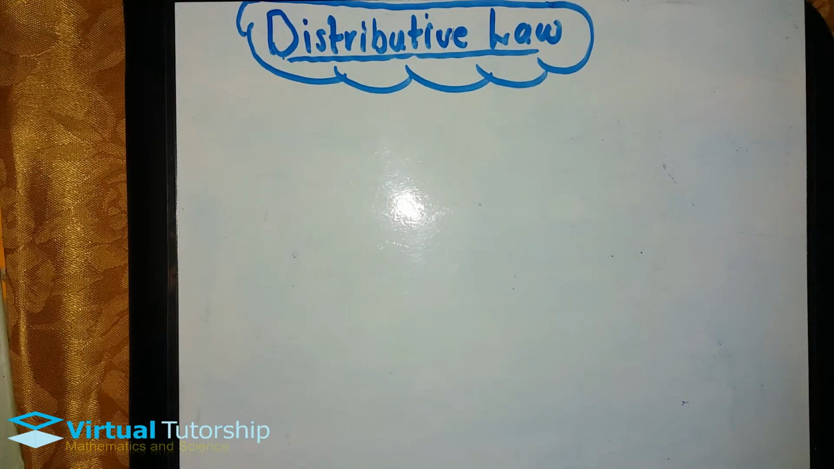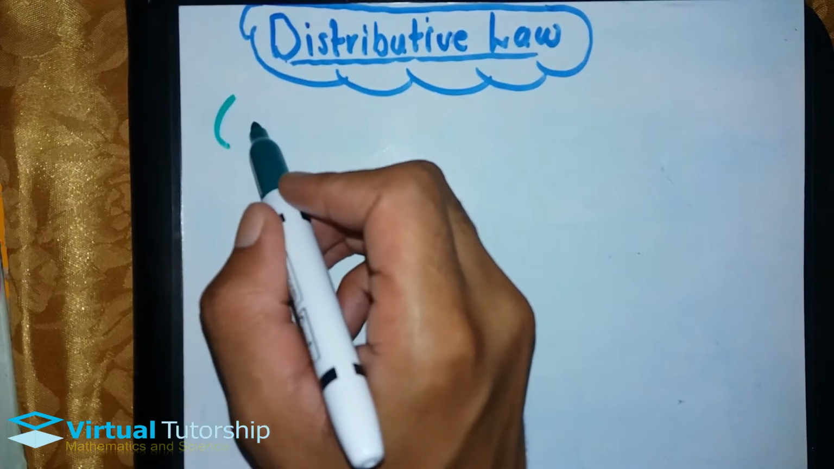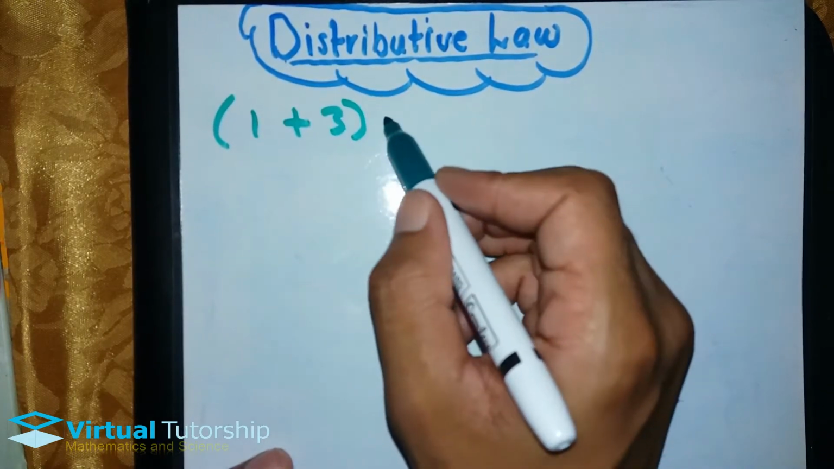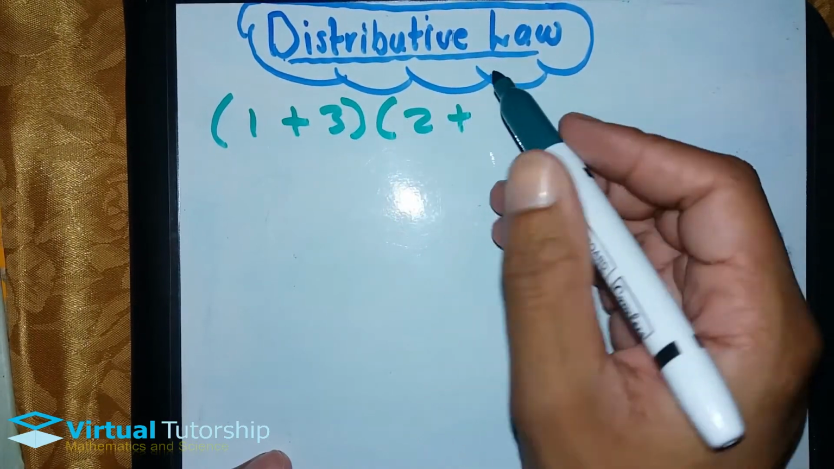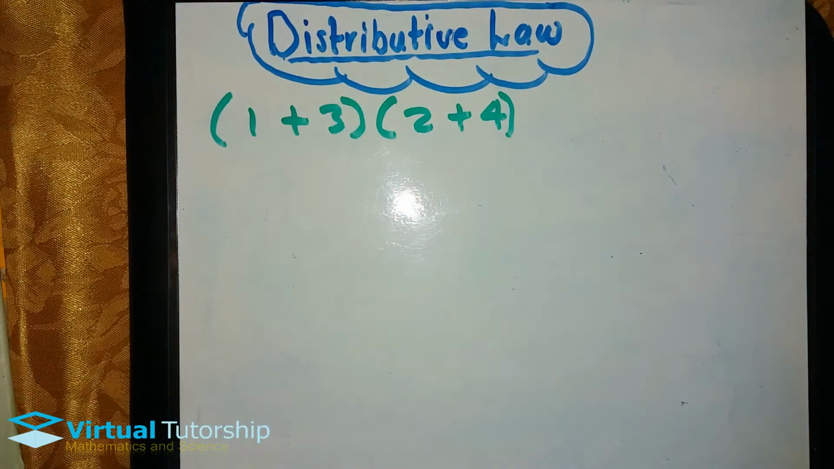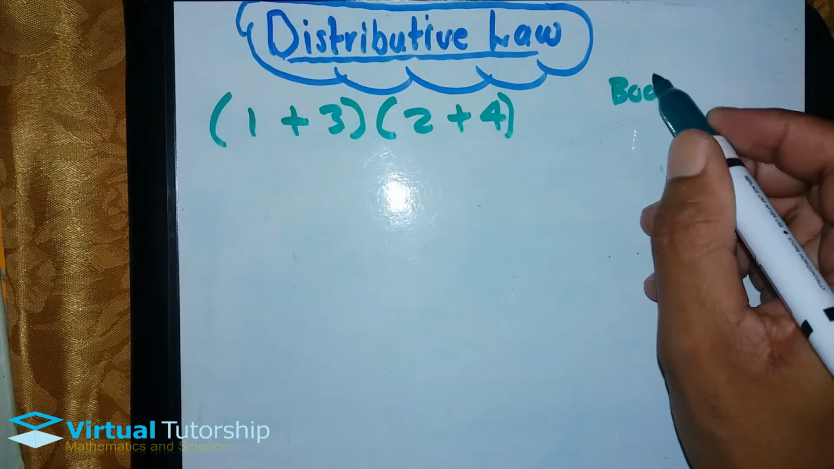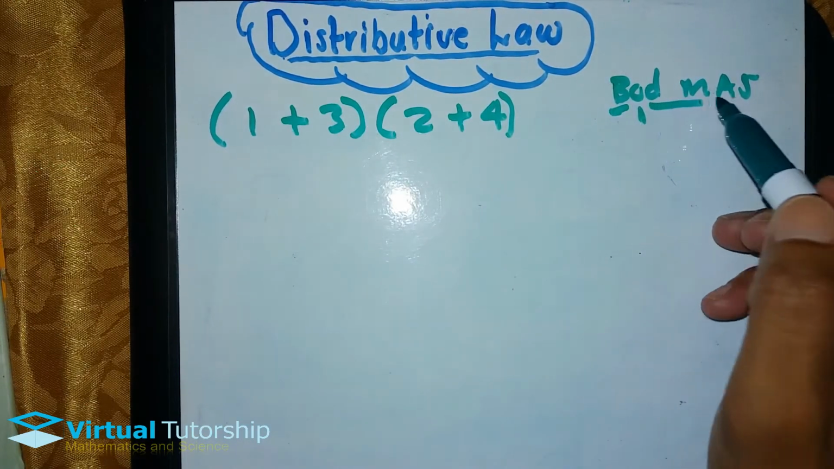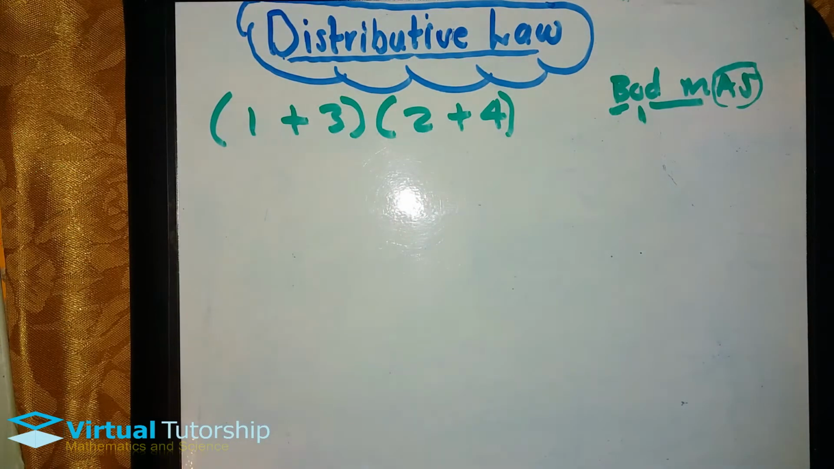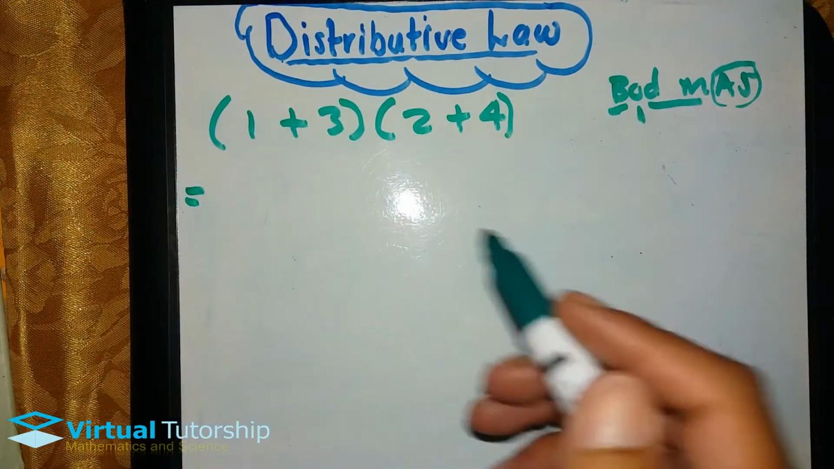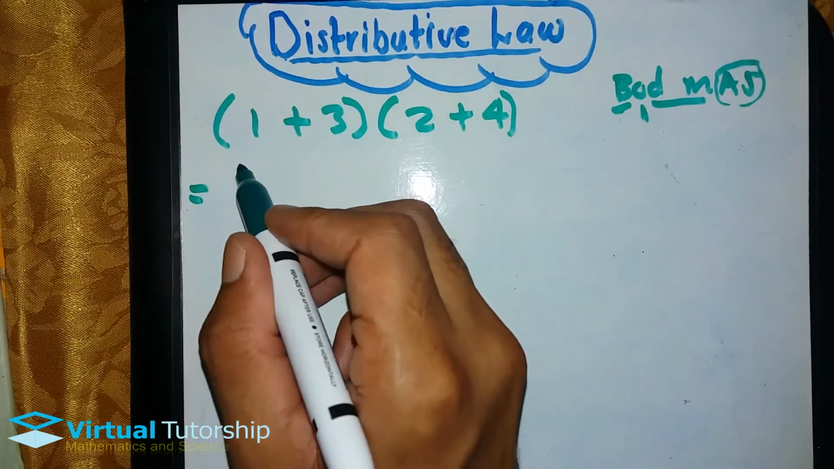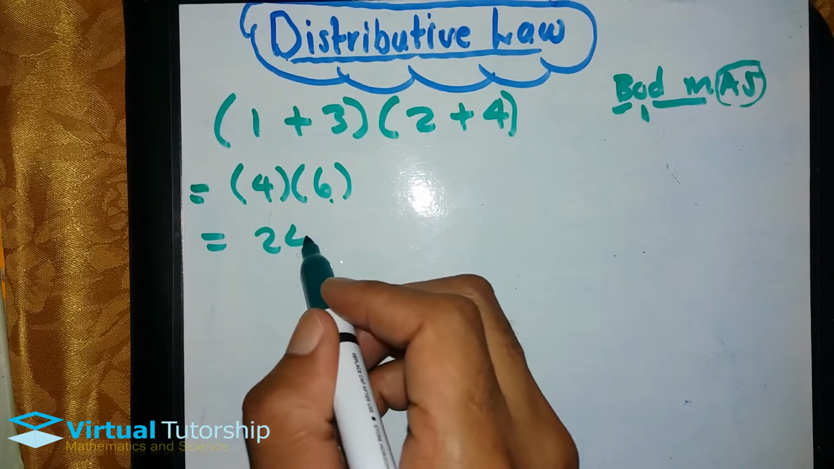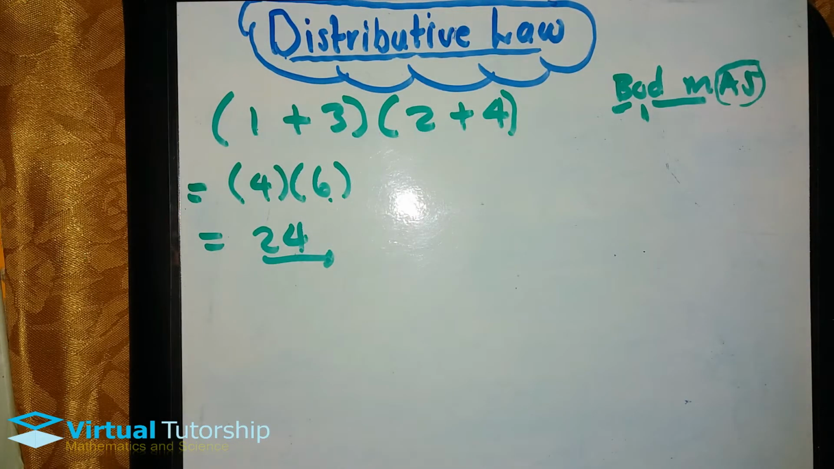I remember in grade 9 they gave us something like, in brackets 1 plus 3 and then in another bracket 2 plus 4, and then they said solve. We used something called BODMAS: brackets, of, division and multiplication, addition and subtraction. So here we solve as well: solve what's inside the bracket. So what do you do? 1 plus 3 gives 4, and then you get 6, and then 4 times 6 gives 24. That was BODMAS.